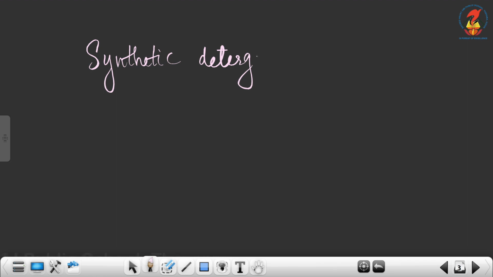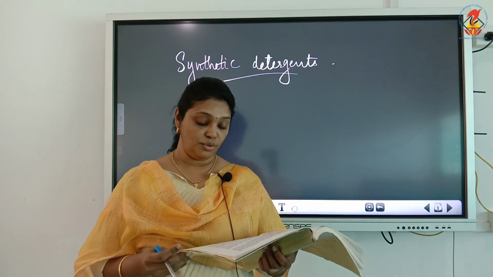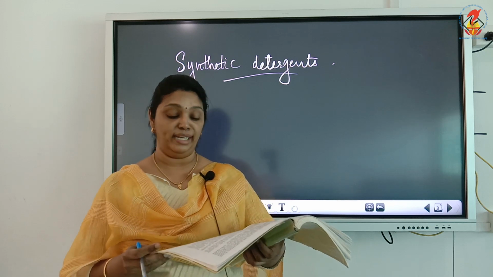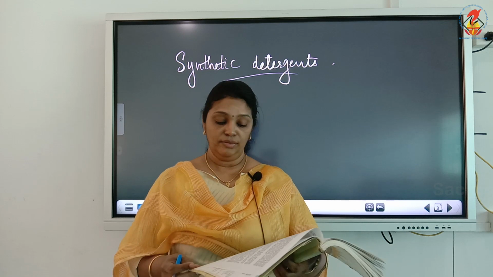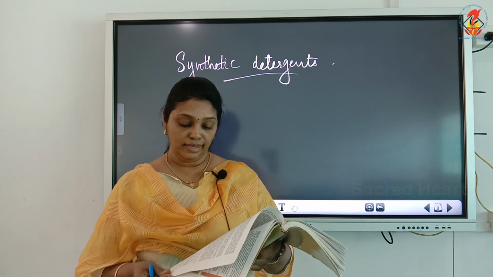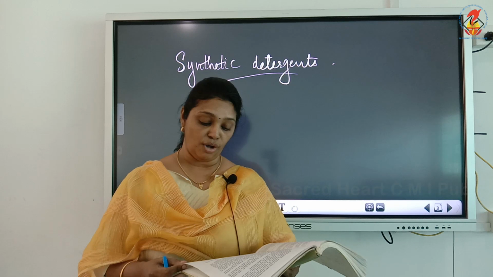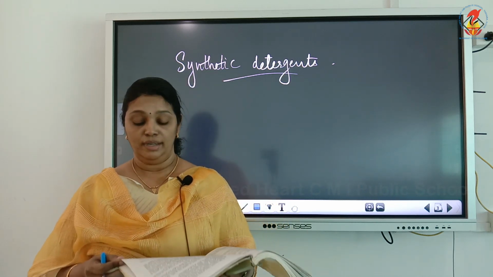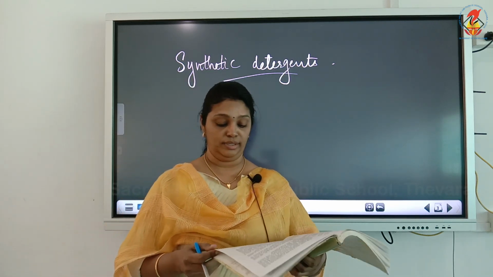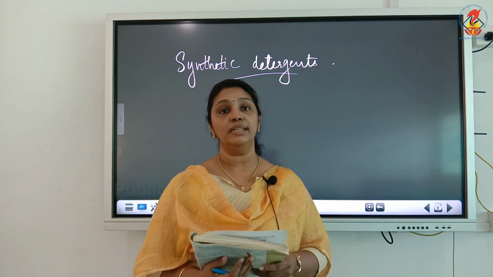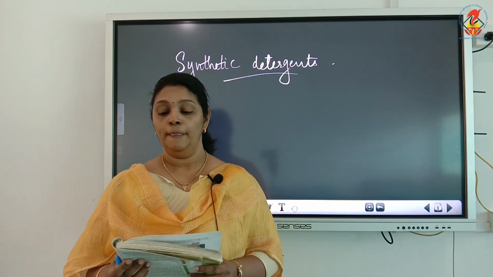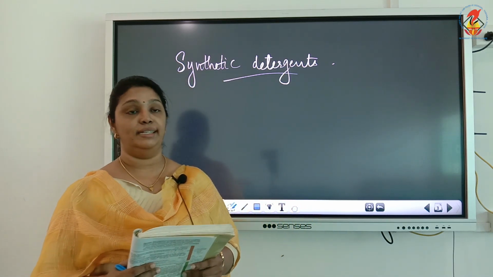The second type of cleansing agents is synthetic detergents. Now, synthetic detergents, what are detergents? Detergents are sodium salt of long chain sulfonic acid. They can be used in acidic solution as sulfonic acids are soluble in water. These synthetic detergents can be used in soft and hard water, as they can even foam in hard water. So soaps cannot be used in hard water, whereas synthetic detergents can be used in soft water as well as hard water. Now, next, classification of synthetic detergents.